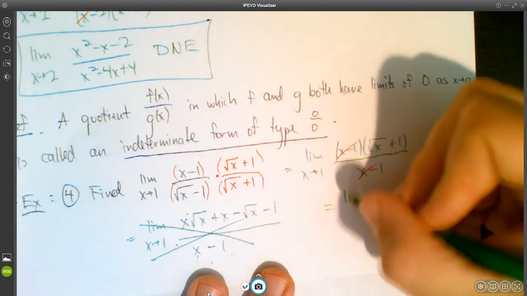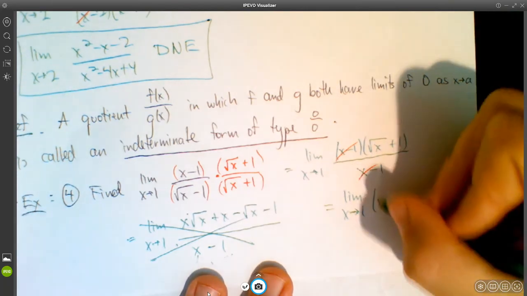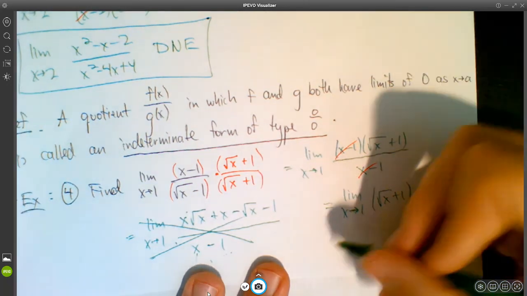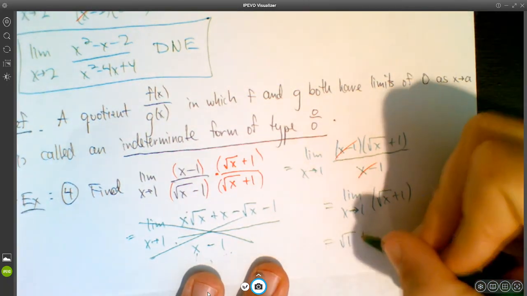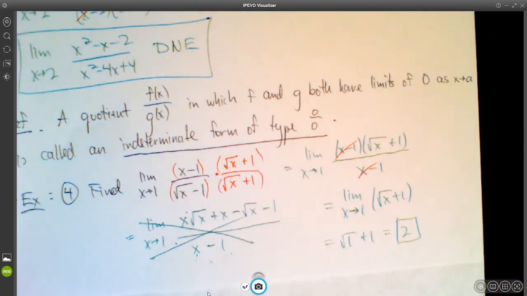Anyway, so this is going to be the limit as x approaches 1 of root x plus 1. If I plug in 1 there, I'm going to get square root of 1 plus 1, which is just 2, right? So that's a pretty common trick whenever you have radicals. You can try multiplying by the conjugate to clear them. So that's that one.